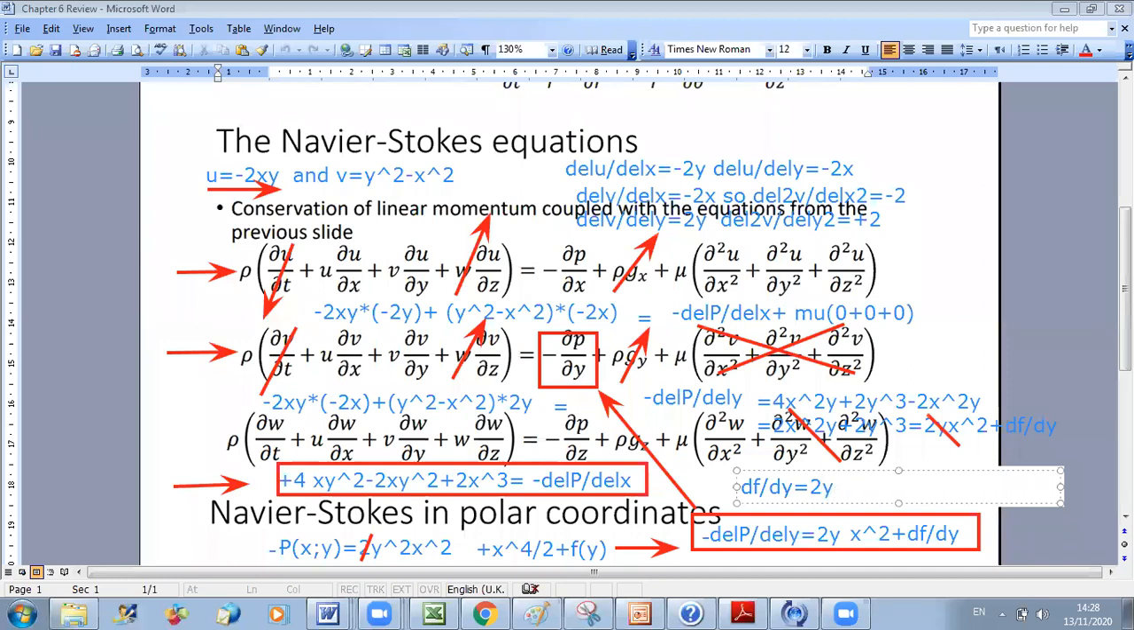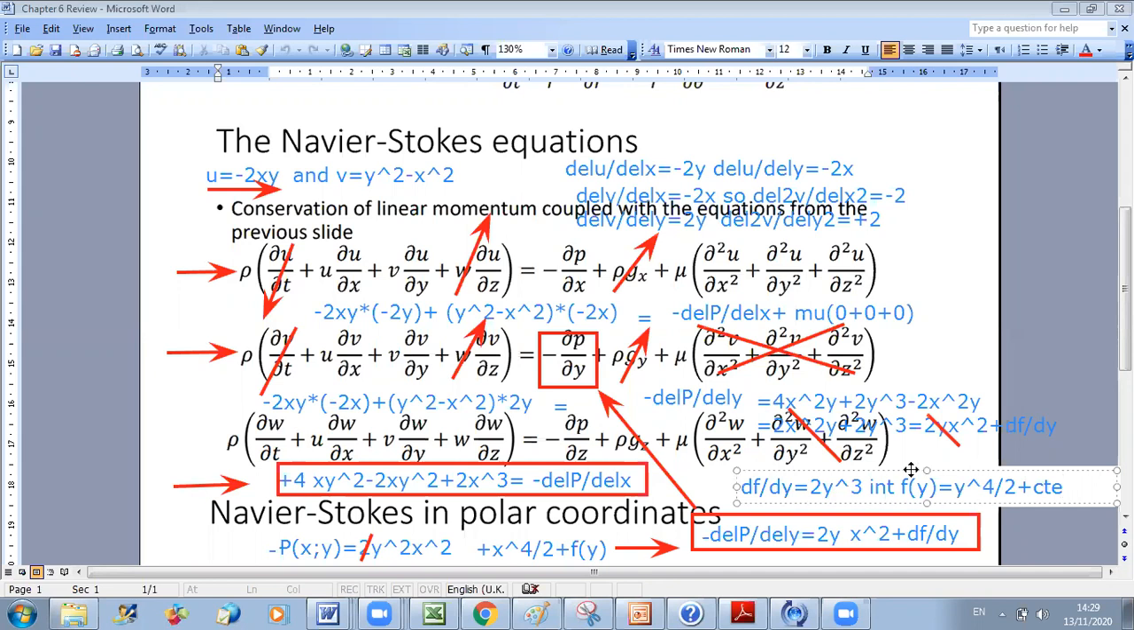Okay, and now you can find f of y by integrating, and as expected, f is only a function of y. And if you obtained x in your expression, you should know that you have a calculation error because f is only a function of y. Okay, so now if you integrate, you get that f of y is equal to y to the power 4 over 2 plus a constant. Now, to finish my problem, I still only need to find this constant. To find this constant, I need a boundary condition.